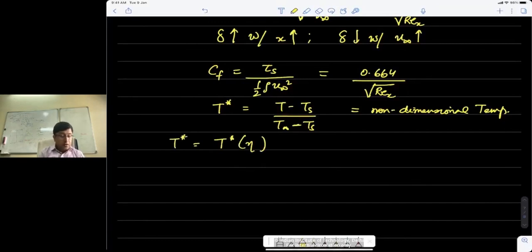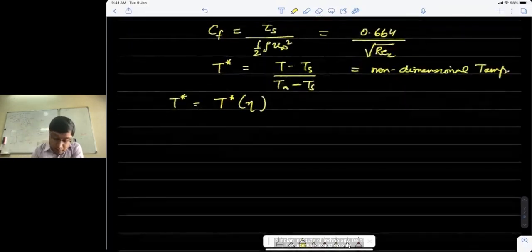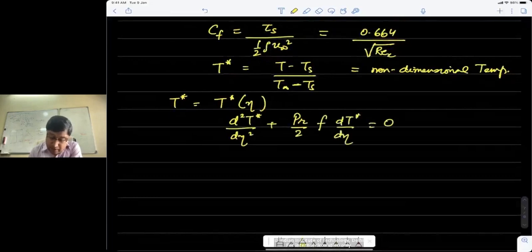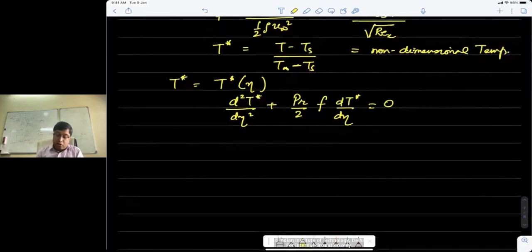And in doing so, we get a second order ODE for temperature. We now get d2 T star d eta square plus Prandtl by 2 f times dT star d eta equal to 0. That becomes the second order ODE to be solved for temperature, in which case f is known. f is already calculated from the solution of the momentum equation.